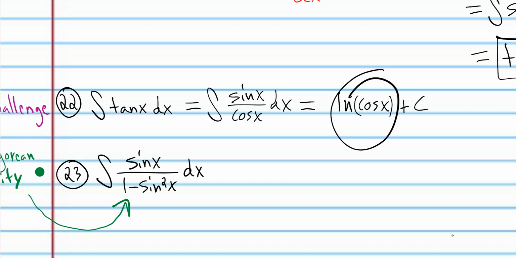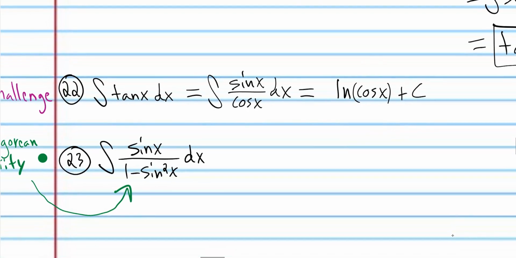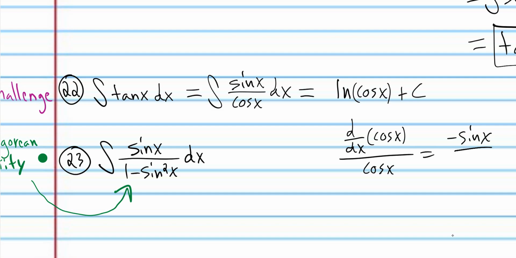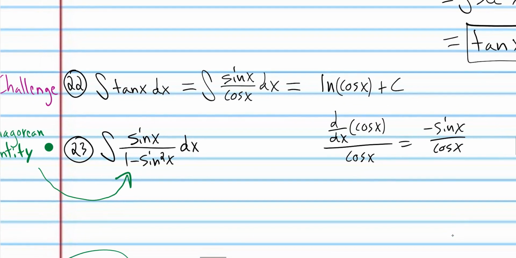So let's find the derivative of this and see if we did it correctly. So the derivative of this is the derivative of whatever is inside the natural log function divided by whatever's inside the natural log function. That's how you find the derivative of natural log. So what we get is negative sine x over cosine x. Well, that's not quite what we want. We want an expression that doesn't have a negative. So how do you modify that? Well, we just put a negative in front of the natural log.